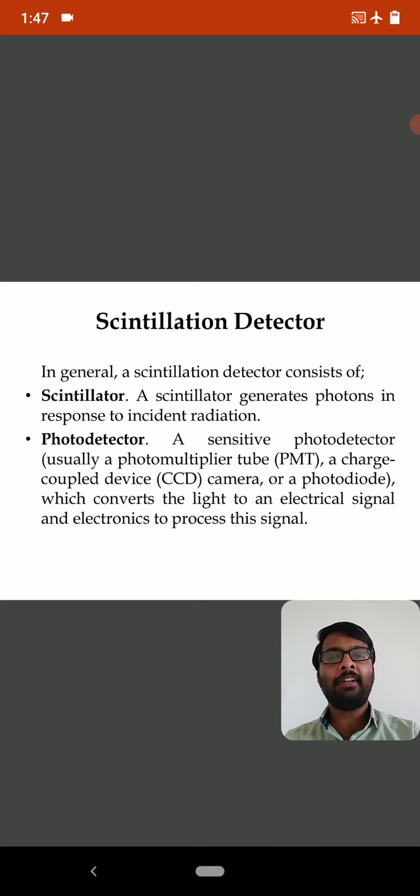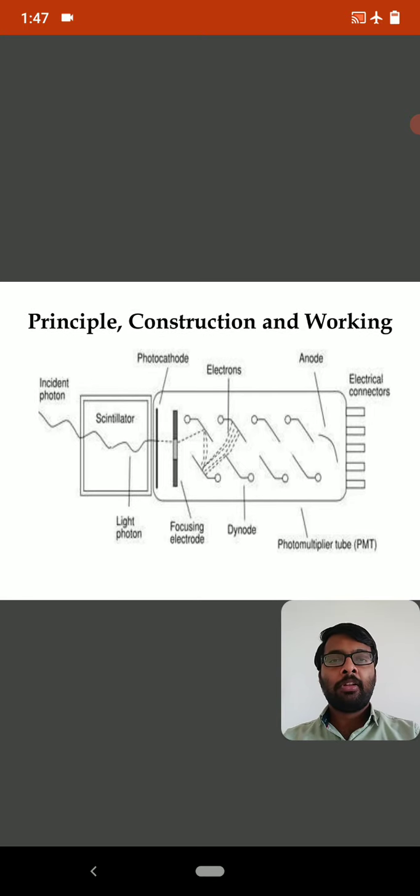One is the scintillator, another one is the photo detector. So this is the block diagram of this scintillation detector. At first we have the scintillator, and after that we have the photomultiplier tube as the photo detector. In that photomultiplier tube we have the photocathode, the focusing electrodes, a series of electrodes called dynodes, and at last we have the anode.